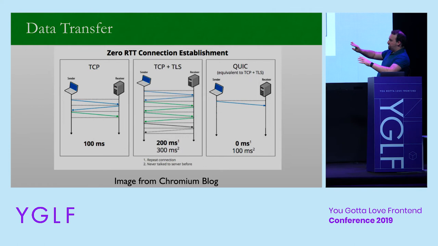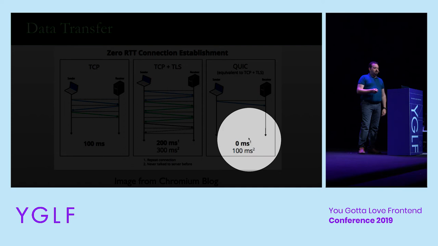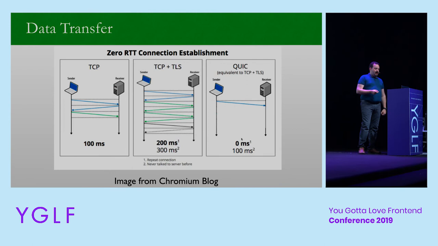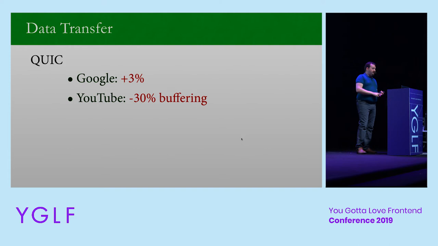This is the official diagram. This protocol comes from Google. It's an open protocol, available on Chromium-based browsers. The important part here is that when you are using QUIC, you need to look at that part of the diagram. You have fewer connection messages, and if the connection is repeated, then it's zero latency. So there is no need for sending packets all over the network. QUIC right now is improving performance on Google, and it's reducing buffering on YouTube.